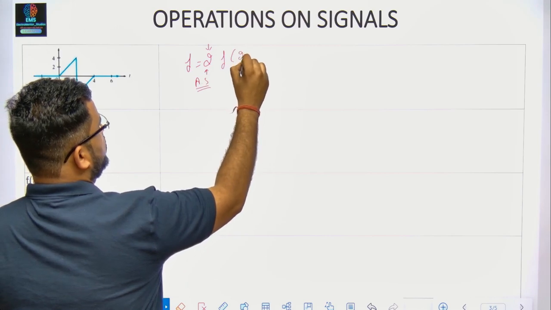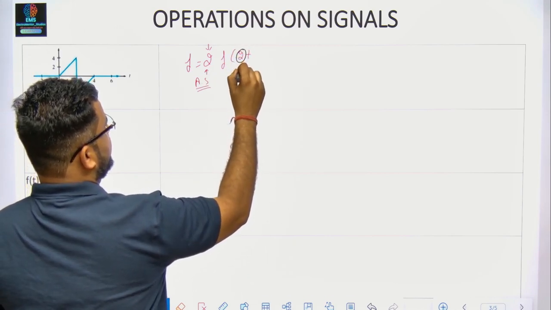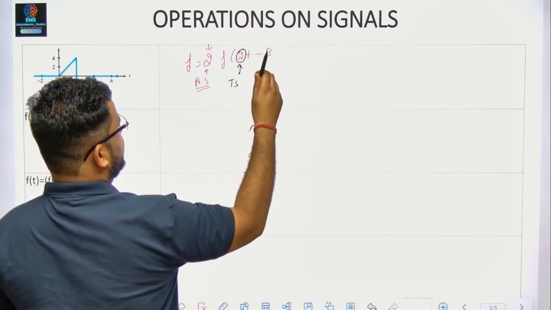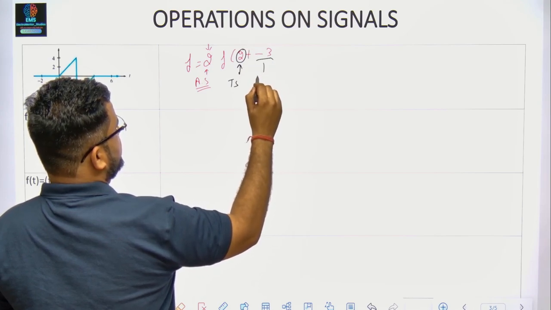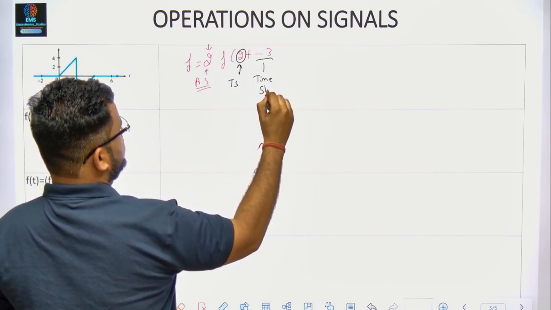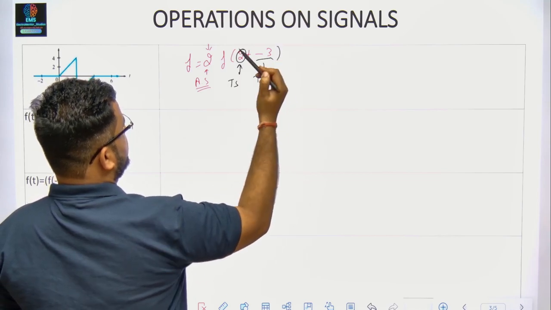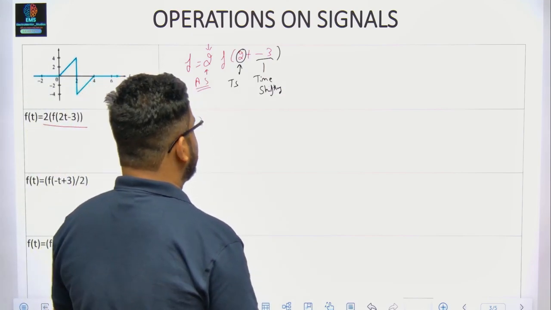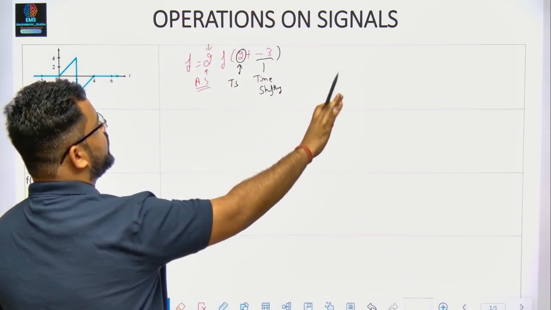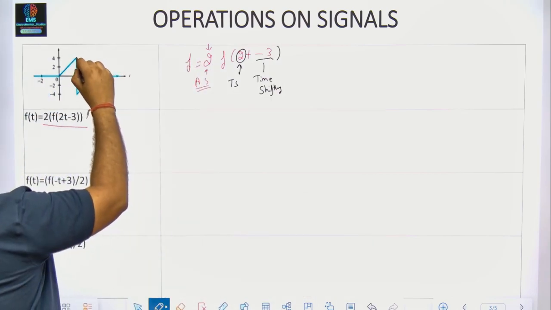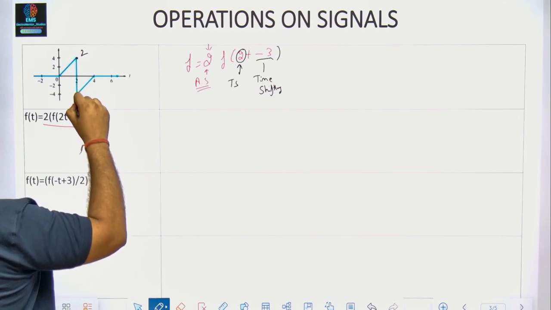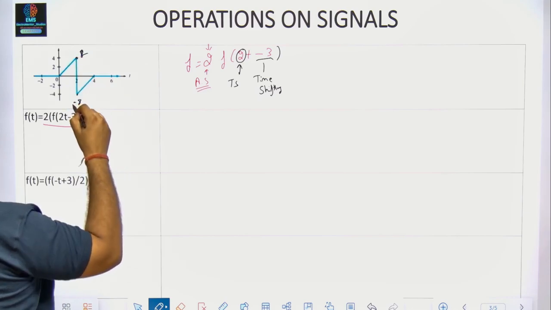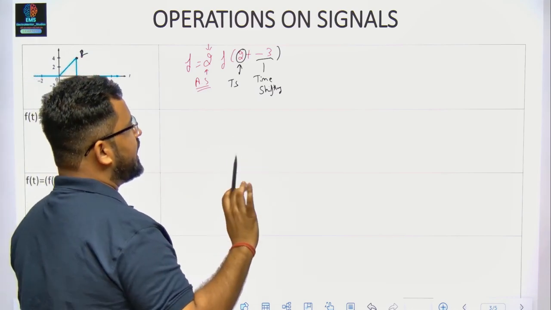F of 2t, this becomes my time scaling, minus 3, this is time shifting. So there are three operations: amplitude scaling, time scaling and time shifting. So please remember, this amplitude scaling has got nothing to do with what's happening in time. Amplitude scaling will just increase this amplitude from 4 to 8, and -4 to -8. So amplitude scaling has nothing to do with time.